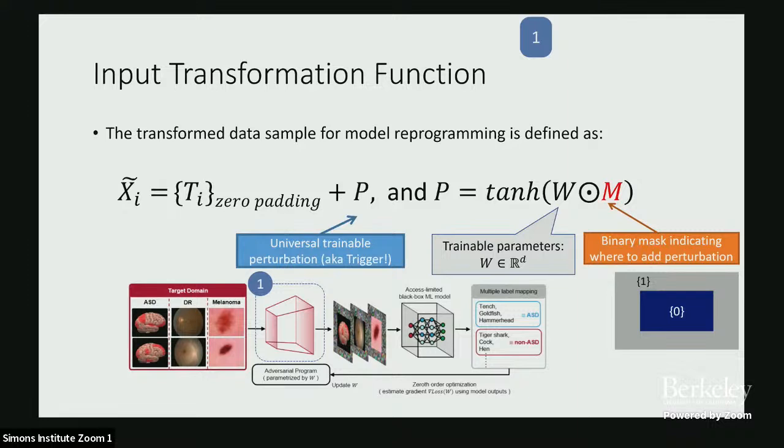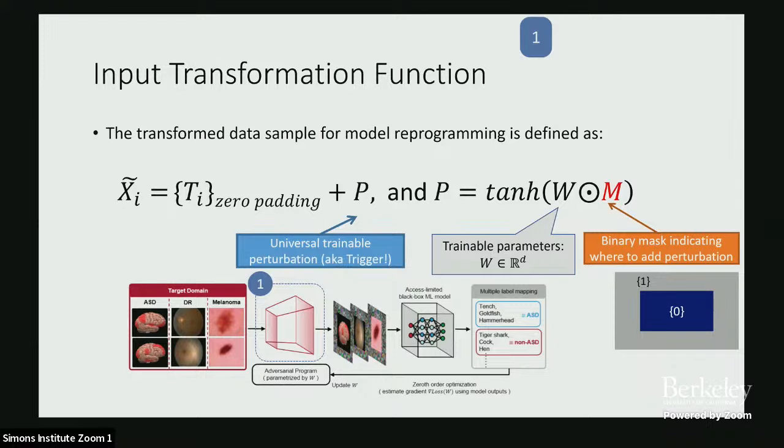Okay, so mathematically, we are given this target data, Ti, and the first thing we will do is zero pad the target data to make sure the padded image will have the same size as the ImageNet data. Then we will introduce this trainable parameter, the perturbation P, which is nothing but this mask function. So we are basically introducing a mask asking the model to add perturbation only to the border.